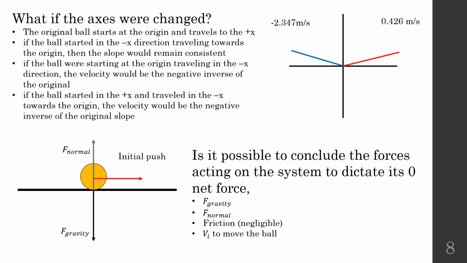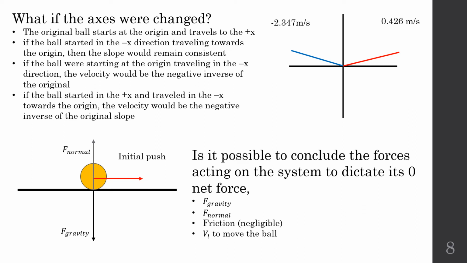After proving that velocity is constant and doing some further thinking about this topic, the question arose of if the axes were changed, how would this affect the velocities recorded? With our initial system, we had the ball starting at the origin and traveling in the positive x direction, so we're basing it off of this slope. So if the ball had started in the negative x and traveled towards the origin, then the slope would have remained the same as the original one we found.